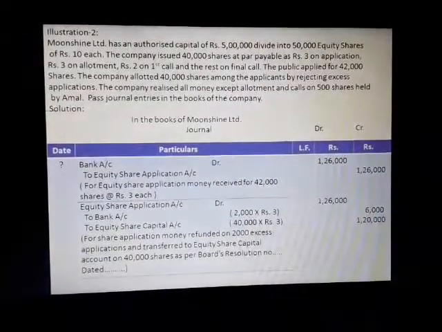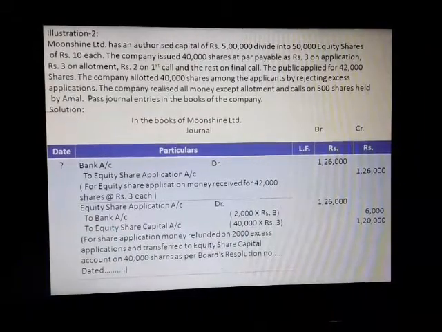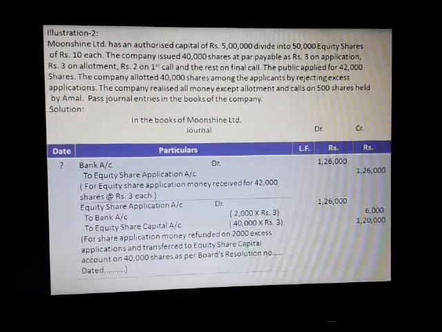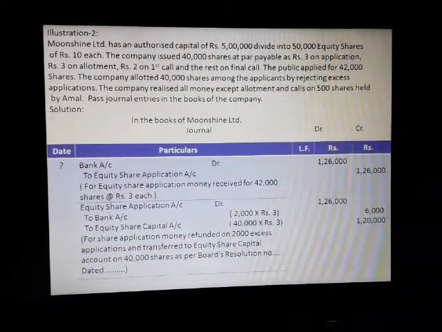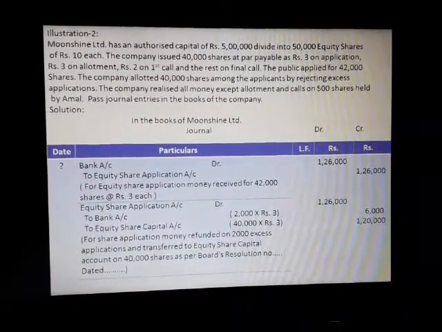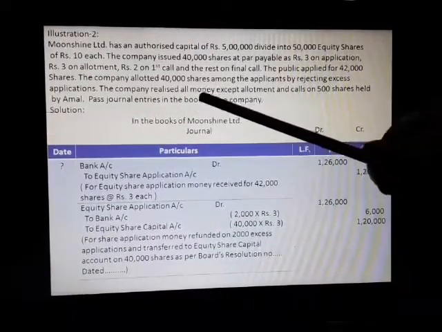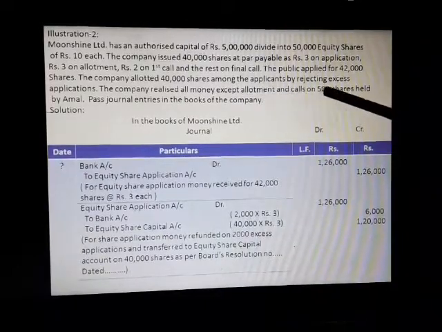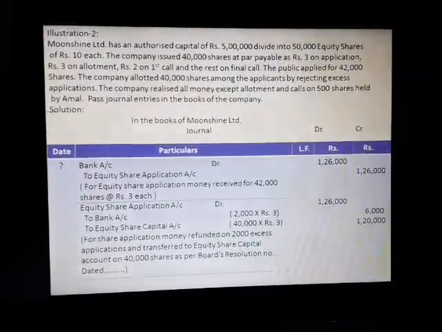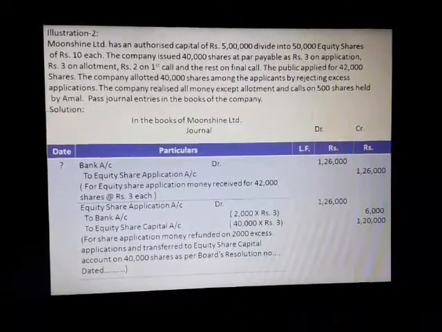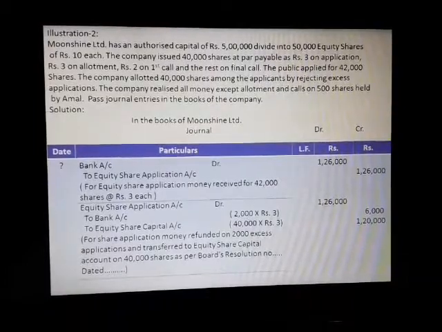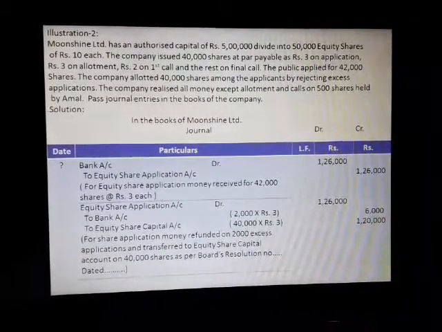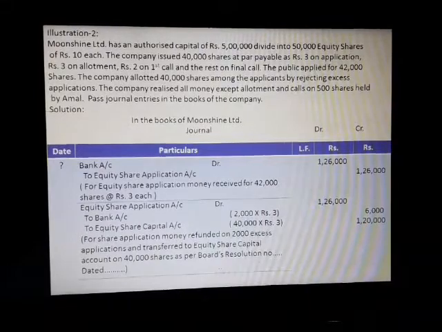So 2,000 applications rejected. In respect of rejected applications, the application money received on those applications should be refunded first, and the rest 40,000 applicants should be allotted with 40,000 shares. The company realized all money except allotment and calls on 500 shares held by Amol. So Amol is an applicant or shareholder who failed to pay allotment and call money, first call and final call money on 500 shares.